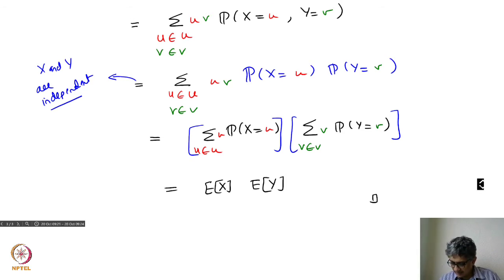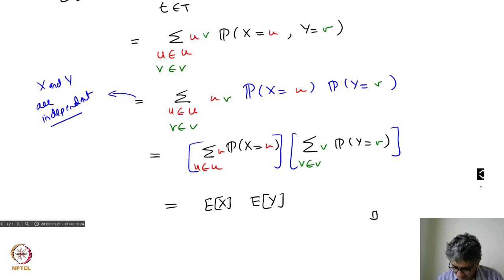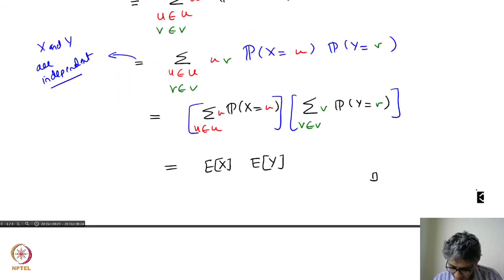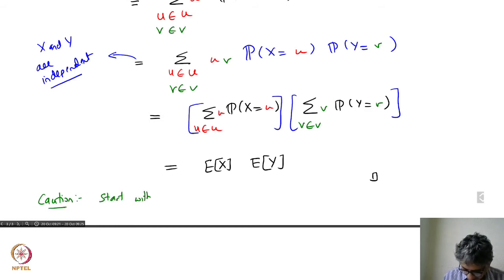Just to be a little bit careful, one shouldn't go in this order. One should go in reverse order, because you only know that E of X and E of Y exist. So just a word of caution: if you want to be precise about mathematics, you start with E of X times E of Y.